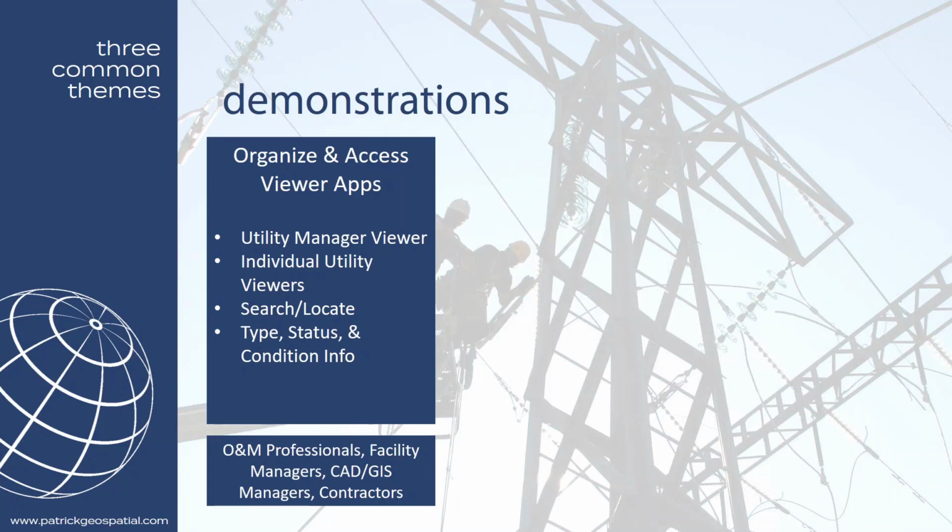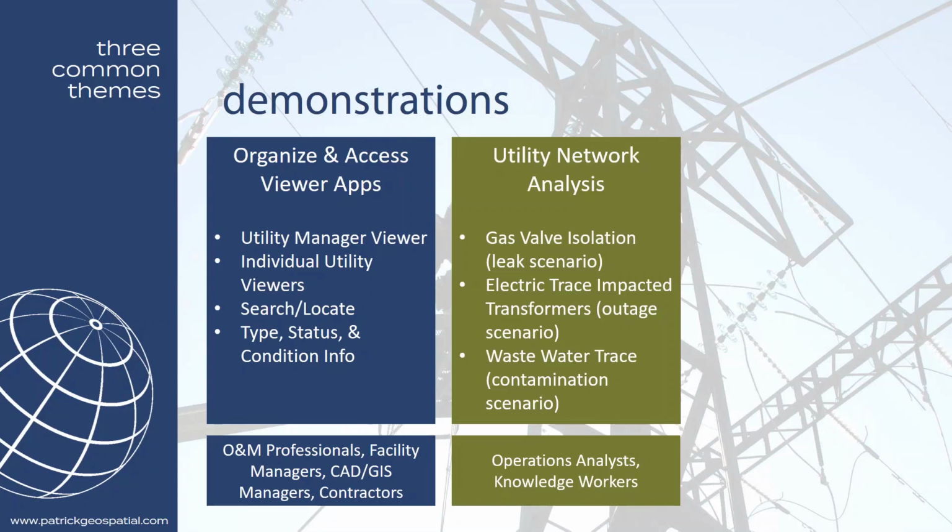The first theme is really all about how you access these helpful applications from a common hub, if you will, and in particular, a utility management viewer that includes all your utilities, and then a breakout of individual utility viewers. The real purpose here is all about finding an asset, locating it, and getting pretty simple type, status, and condition information. The next theme will be all about analysis, utilizing utility network analysis, and we're going to do 3 different scenarios. There'll be a leak scenario, an outage scenario, and a contamination scenario.